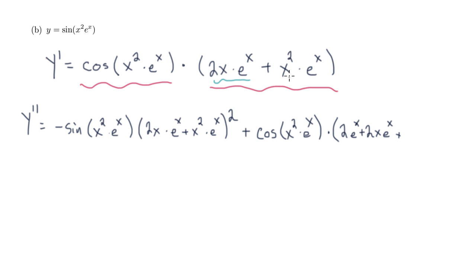And then plus the derivative of this guy. Derivative of the first is 2x times the second plus the first times the derivative of the second. But the derivative of e to the x is e to the x. Okay, and believe it or not, we are done. So it's a little messy, but that's okay. We're not going to sweat it because this is the second derivative.